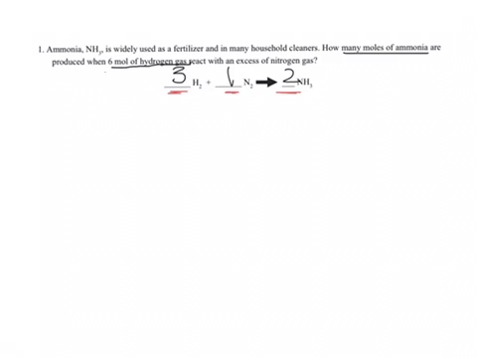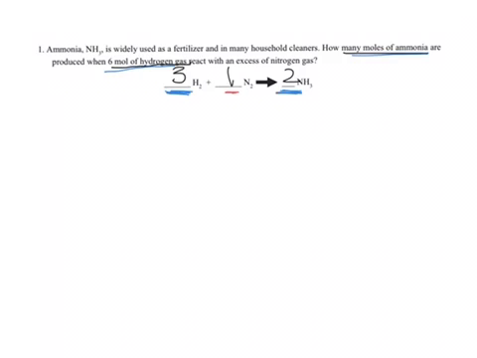In our problem, we're given 6 moles of hydrogen gas, and we're looking for moles of ammonia. So the coefficients that we need to pay attention to are the 3, because we are starting with hydrogen gas, and the 2, because we are trying to end up with ammonia. And therefore, in this problem, we can ignore the nitrogen gas because it's in excess.